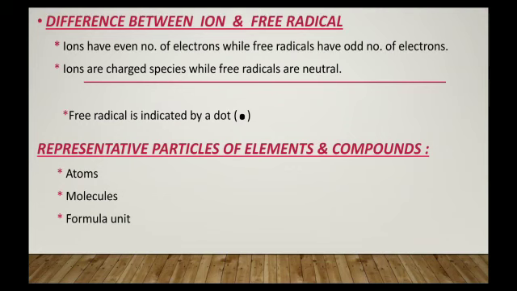Now next is the difference between ions and free radicals. Ions have an even number of electrons while free radicals have an odd number of electrons. And second, ions are charged species while free radicals are neutral. Why are free radicals neutral? Because they are atoms and atoms are neutrally charged.